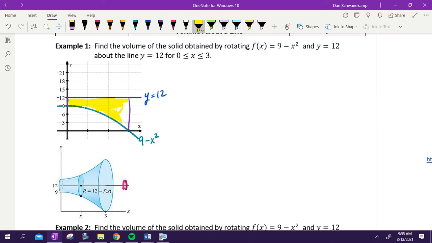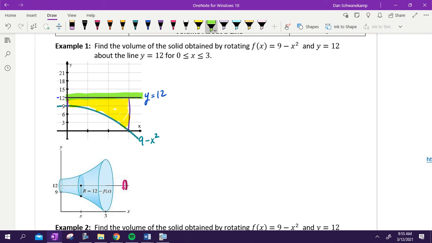That is my shape, and I'm revolving it around the line y equals 12. That means I'm revolving it around that line. So show me with your finger, what's it going to look like when you revolve around that? How is it going to spin? This way, okay, a corkscrew, perpendicular to the x-axis.